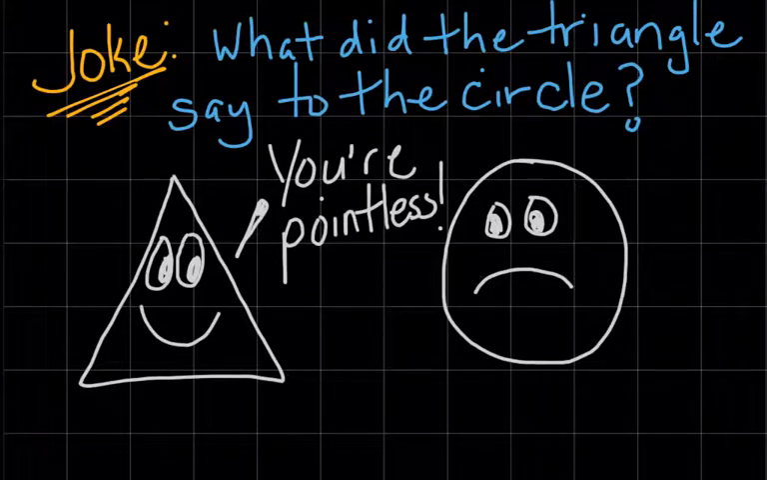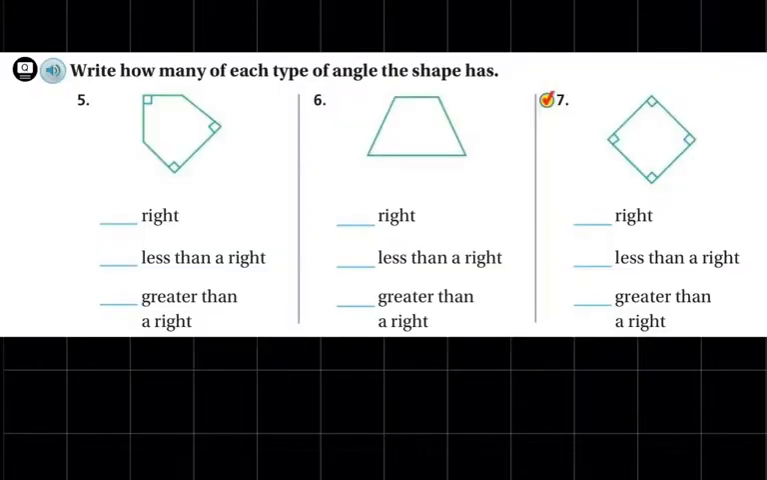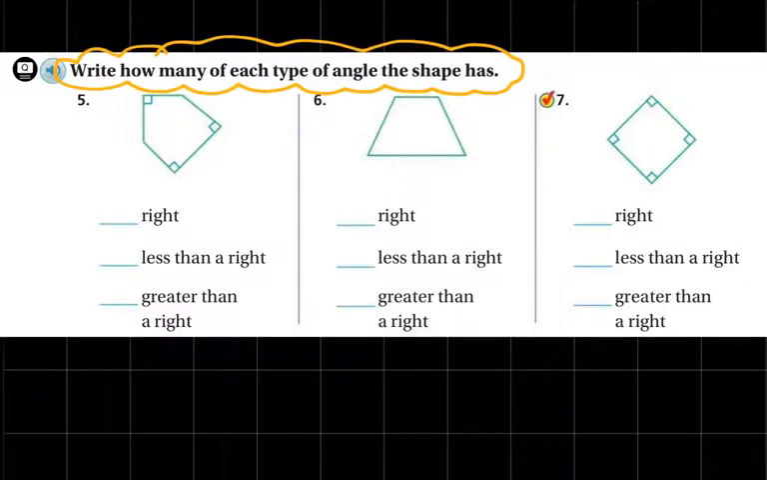Okay, moving on. We're still in Chapter 12, Lesson 2, but we're going to look at some specific problems that they're having you deal with before you work on your own. I want to start with number 5. They are asking you here how many of each type of angle the shape has.